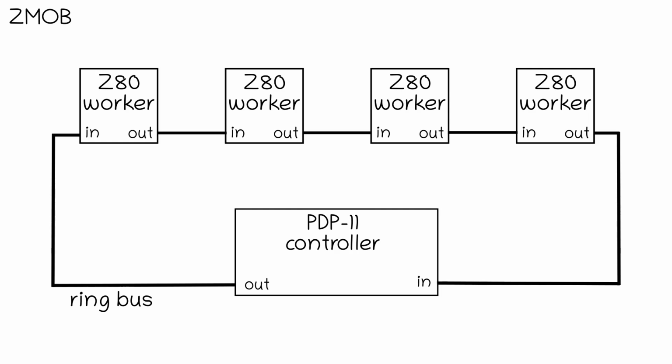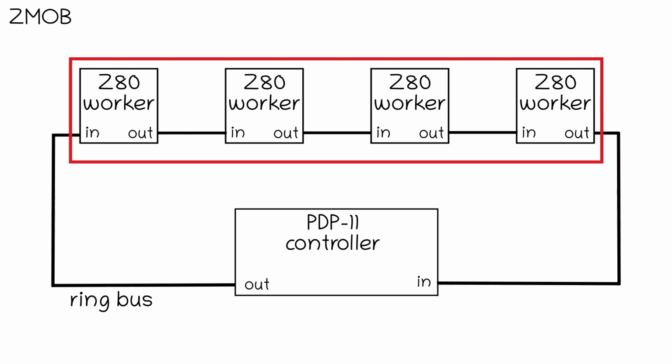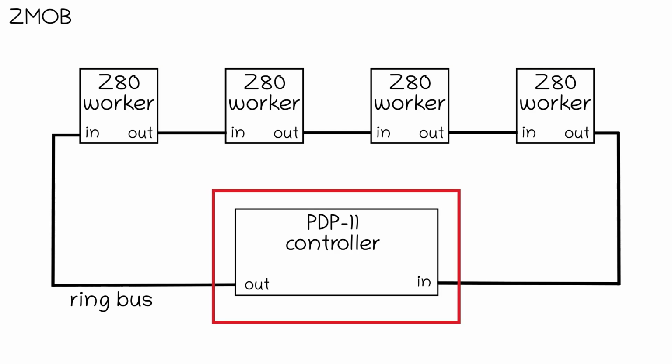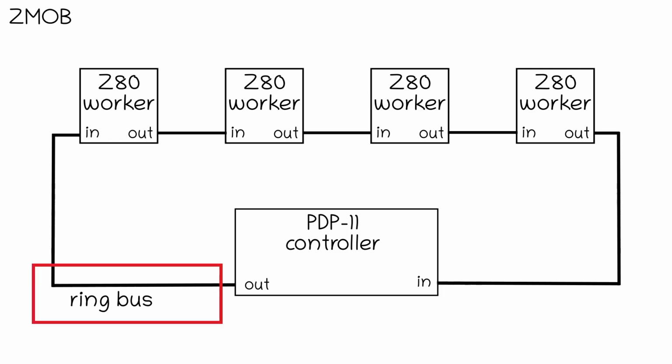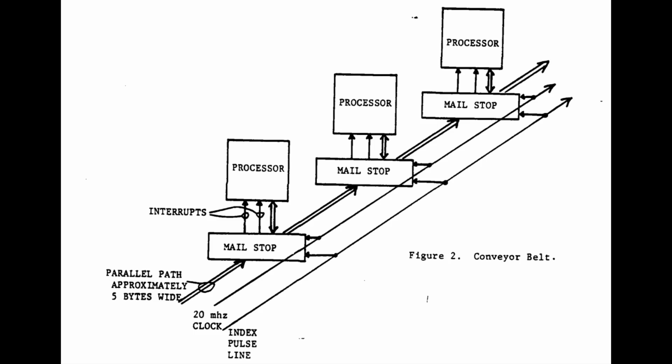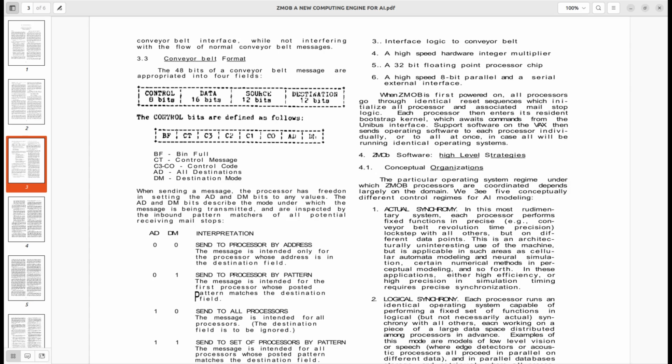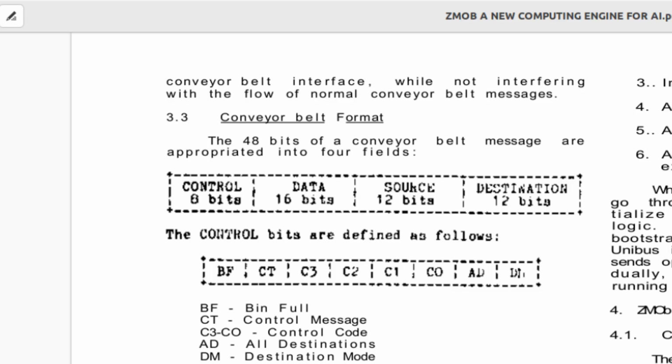So, up here we've got Z80 computers. Look at all them there. And this bit down here, well, that's a PDP-11. We haven't got one of them, so yeah, we'll have to make one of them at some point as well. And everything's daisy chained together using the ring bus. In the paper, this is called the conveyor belt, which is basically just a 48-bit wide shift register.